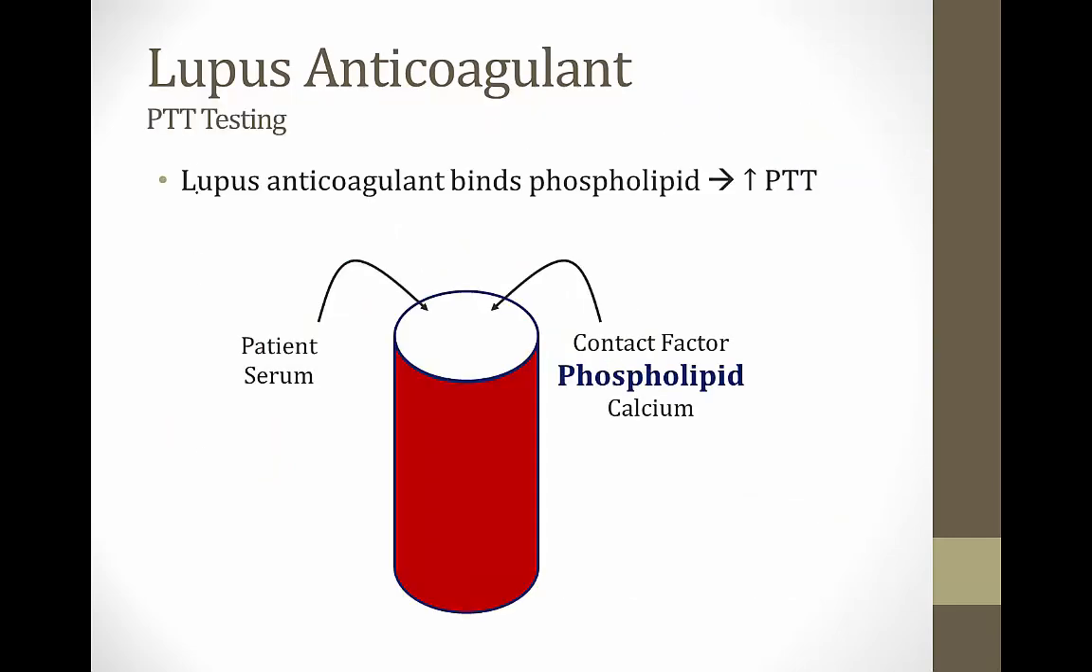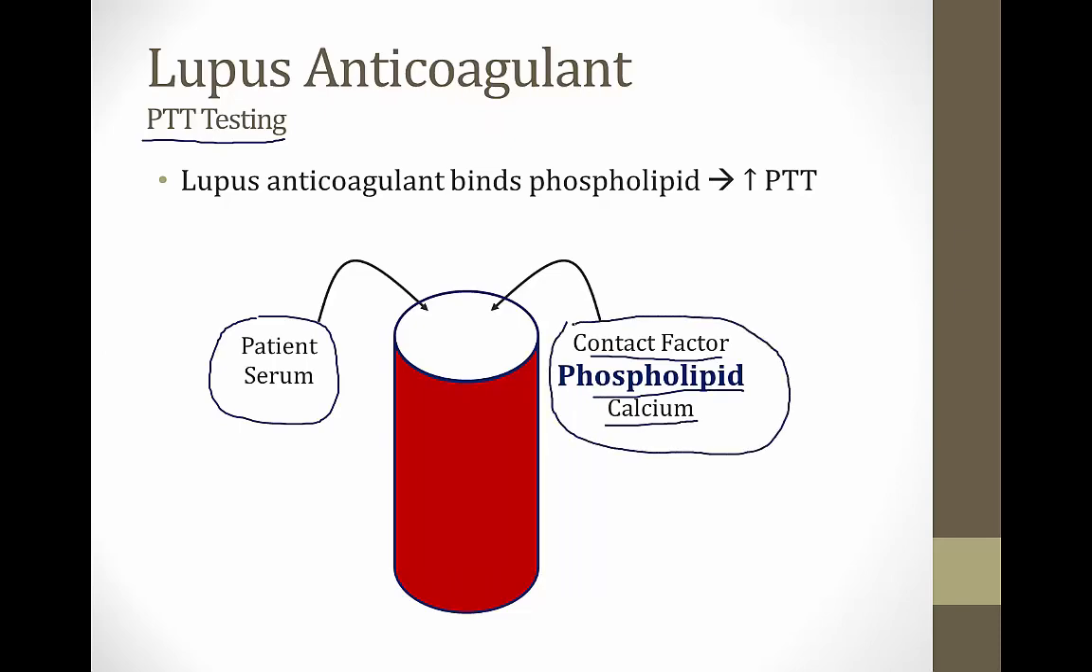To make this more clear, let's talk about how a PTT test is done in the laboratory. In the lab, you take a sample of a patient's serum, and to that sample, you add contact factor, which will activate factor 12, as well as phospholipids and calcium. All three of these are required to make the coagulation cascade go. Once you add these three ingredients to the serum, blood clot will begin to form, and you measure the time it takes to form, and that time is the PTT. If the patient has a lupus anticoagulant floating around in their serum, that anticoagulant will bind to the phospholipid component of the test and interfere with the test, and that leads to a false prolongation of the PTT, and that's one way you detect the presence of a lupus anticoagulant in a patient who has the antiphospholipid syndrome.